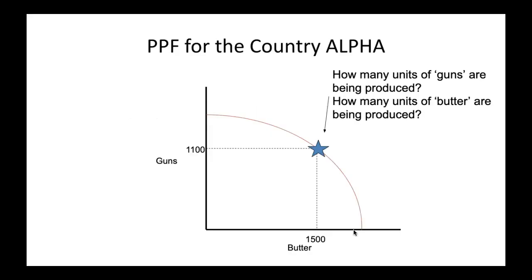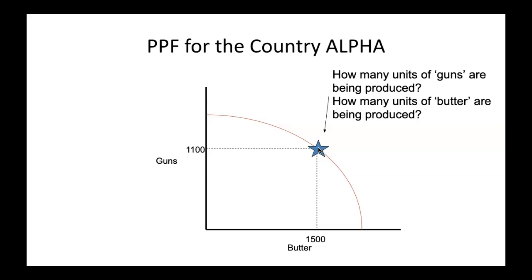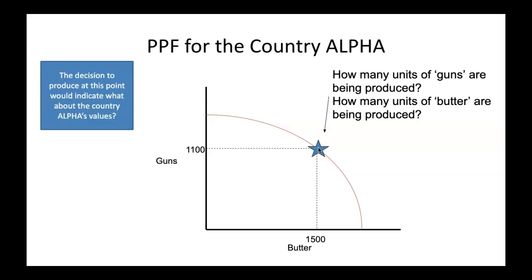Now, usually a point is chosen where both items, whatever the thing is, are being produced on a PPF. So we can see at this point how many units of guns are being produced? How many units of butter are being produced? And then, again, we see values always reflected in the choices that we make. The decision to produce at this point would indicate what about the country Alpha's values?